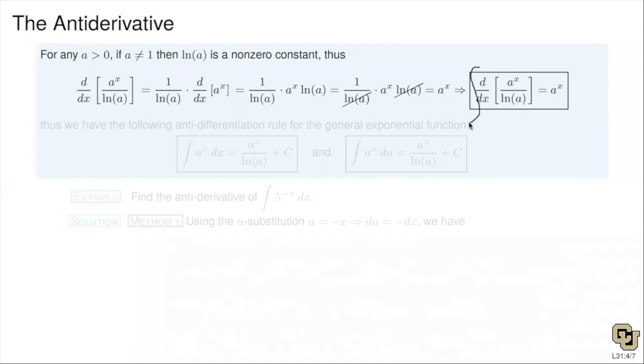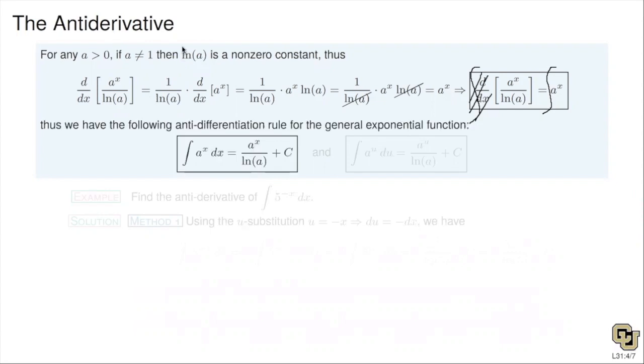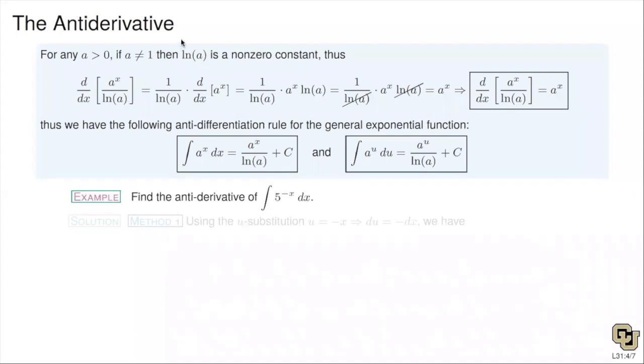So this gives us an antiderivative formula. If I now slap on an integral here and here, the integral and the derivative cancel, and I get my antiderivative formula: the antiderivative of a to the x equals a to the x over ln of a plus c. And we can write the u-substitution version, if you like: the antiderivative of a to the u du is a to the u over ln of a plus c.